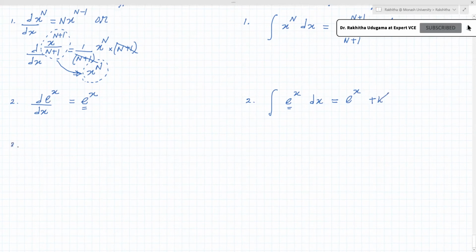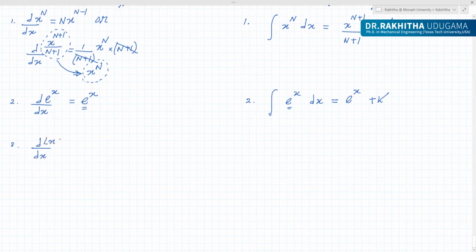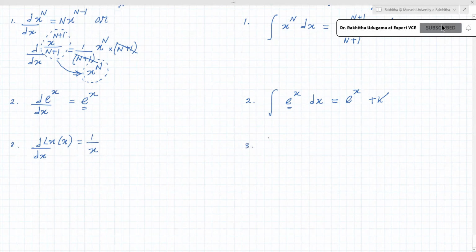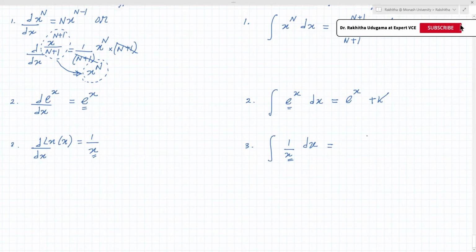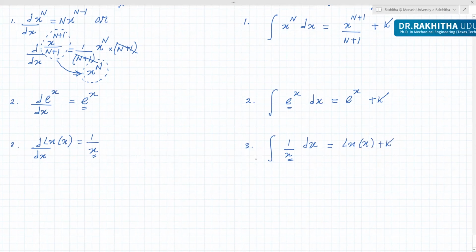Now the third one would be d/dx of ln x. You know what ln is, right? Log base e. That would be equal to 1 divided by x. So I'm going to use that result here in the integration. The integration of 1 divided by x dx. Now you can see the output of this one is taken as the input to the integral operator. So your answer would be ln x plus k. Always you have to introduce that k.